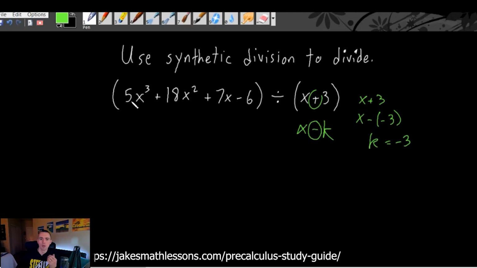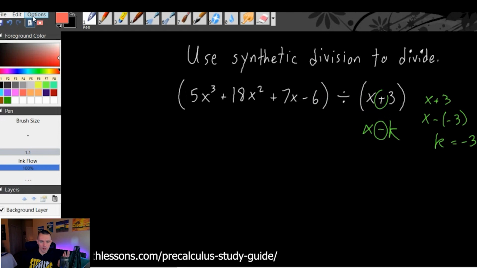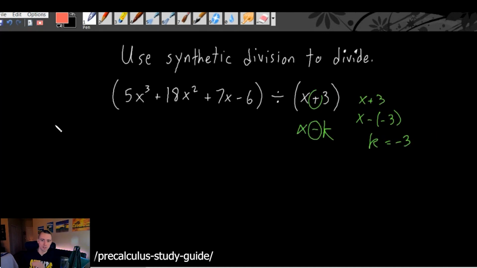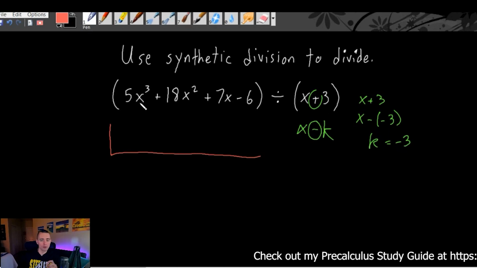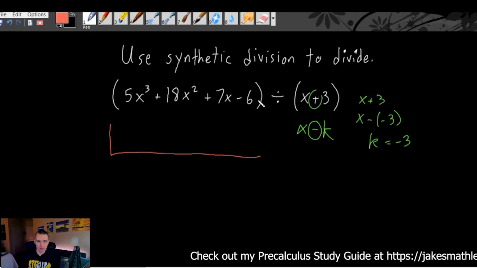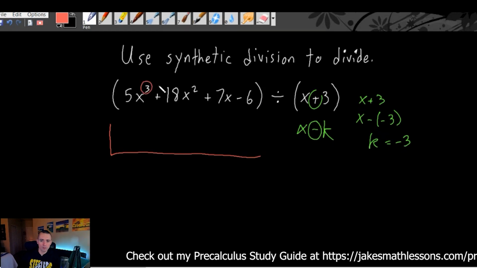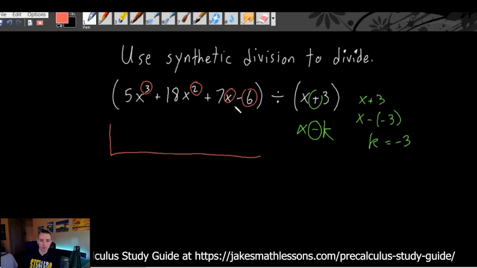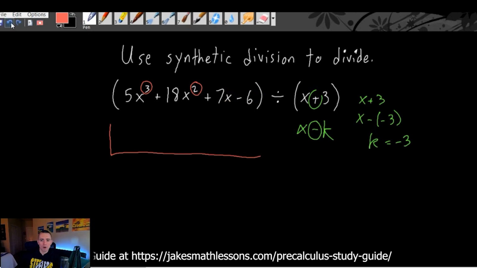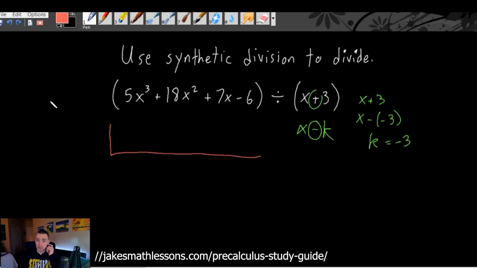Now that we've pointed that out, let's get into how to actually set up one of these synthetic division problems. Basically, you're going to set up this little division symbol. You're going to make sure that you have your polynomial written from the highest power x term down to the lowest power x term. So here we already have it written, x cubed, x squared, x, and then our constant term. So it's already in descending power of x, which is exactly what we want.